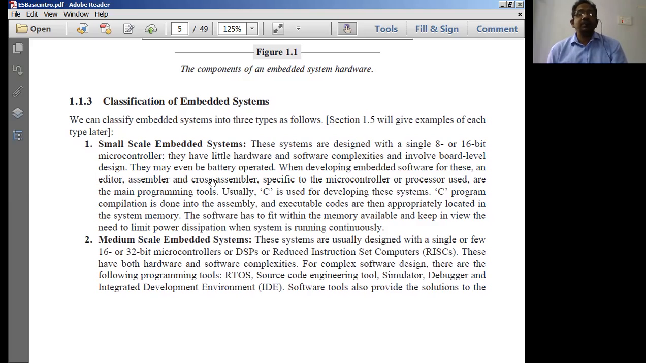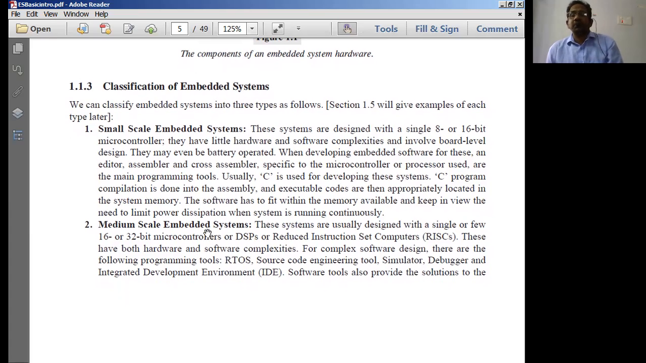Then here they have little hardware and software complexities and involve board level design. Board level means PCB level design. Once you design an embedded system at a PCB level, it simply comes under the small scale type of embedded system. Once you design the system, your task is done, that's it. It has very little hardware and software complexities, and they can be battery operated. Of course, an electronic system is going to be battery operated, so an embedded system, being an electronic system, may even be battery operated.